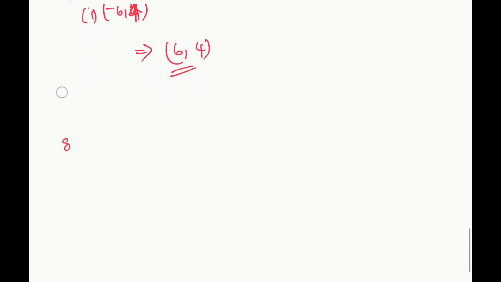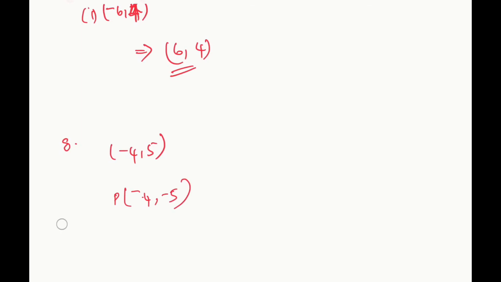Now coming to the eighth question. A point P is reflected in the x-axis. Coordinates of its image are minus 4, 5. Find the coordinates of P. So it was reflected in the x-axis. Which is changed? Y is changed. So what will be the actual value? P will be minus 4, minus 5.